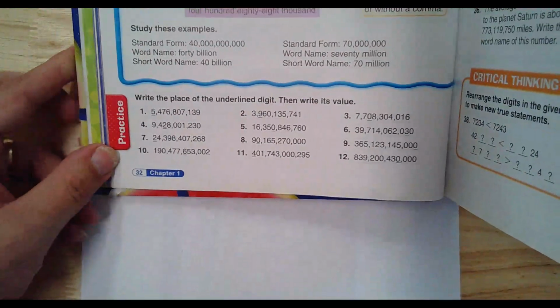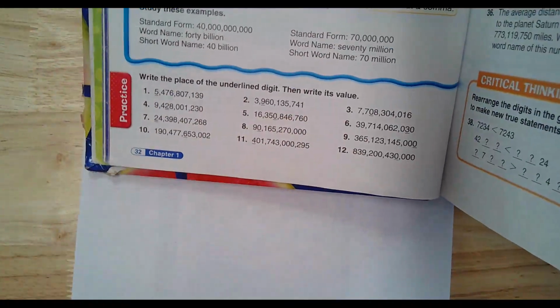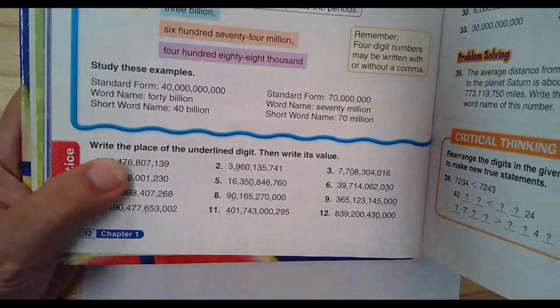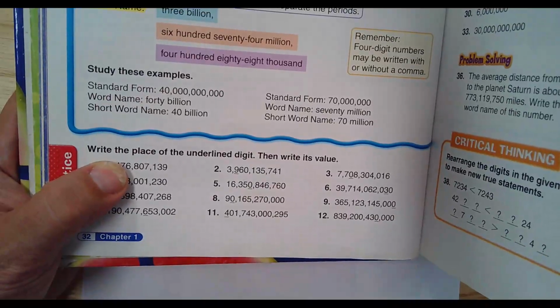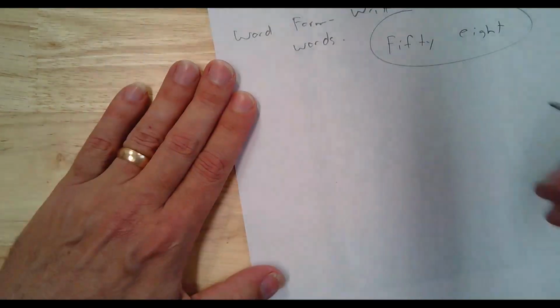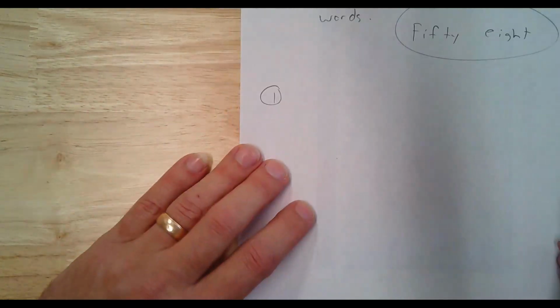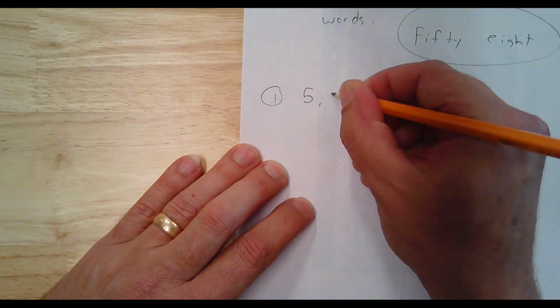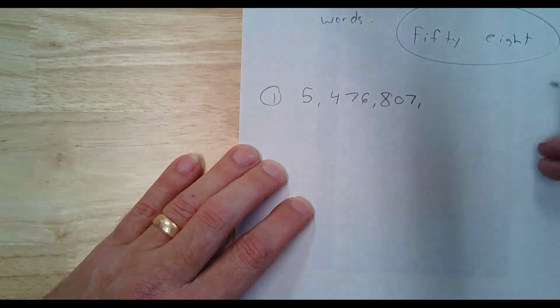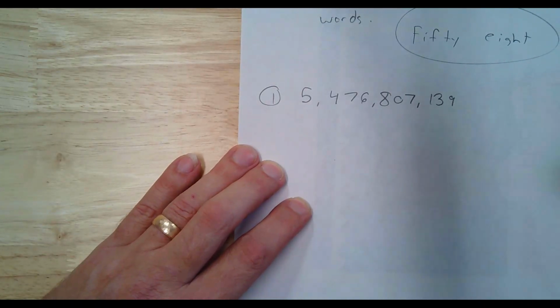So let's look at page 32. I'm looking at these problems down here, 1 through 12. You see them? And in the directions, we have 2 things they're asking us to do. 1, it says write the place of the underlined digit. And then 2, it says write its value. So number 1 here, I'm going to write it out here: 5,476,807,139.